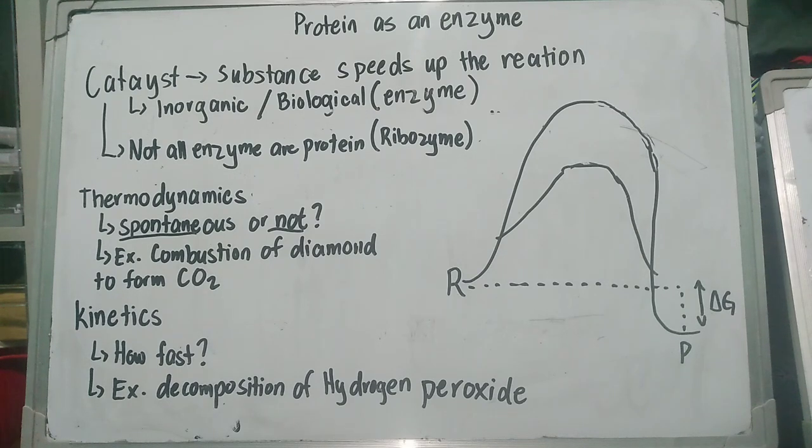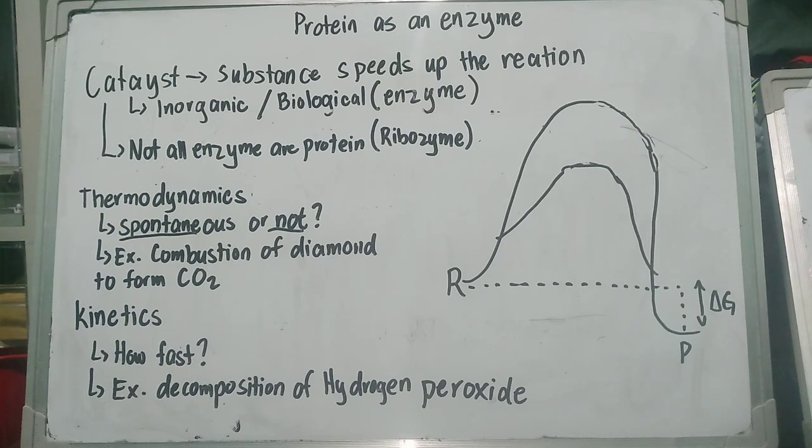So take note that, whether the reactions are catalyzed or uncatalyzed, when we talk about thermodynamics and kinetics, enzymes, despite speeding up the reaction, will never change the delta G. What is the delta G? Delta G is the Gibbs free energy change, so it talks about the change in energy. Take note that whether catalyzed or uncatalyzed, it will never change the delta G.